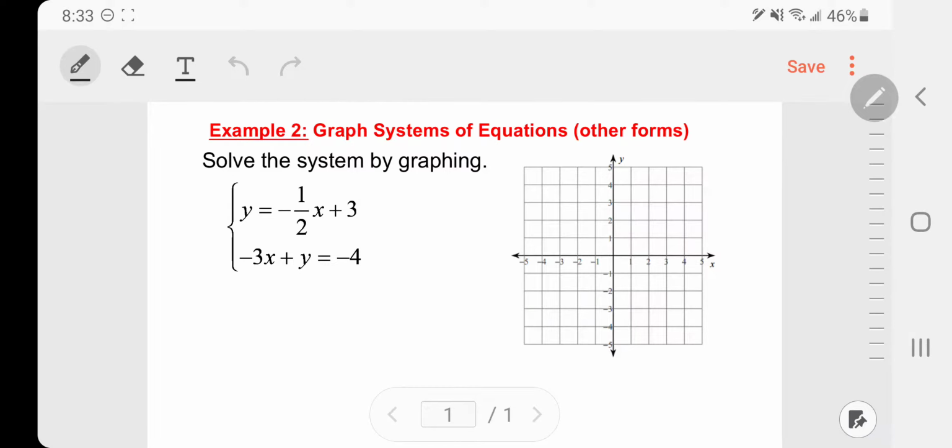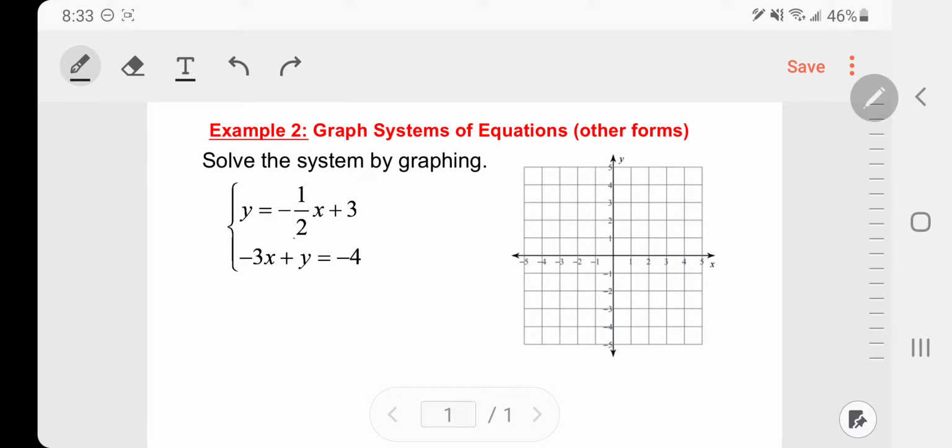Hey everyone. In today's video I want to take a look at how to graph systems of linear equations using some different forms. So here we have an equation in slope-intercept form and we also have an equation in standard form. Alright, so slope-intercept we know we can graph just by using the y-intercept and then the slope to get our next point. Standard form we've discussed two different ways to graph.